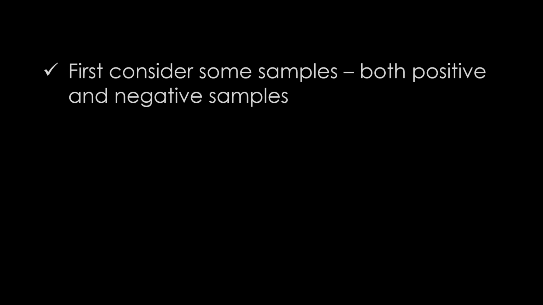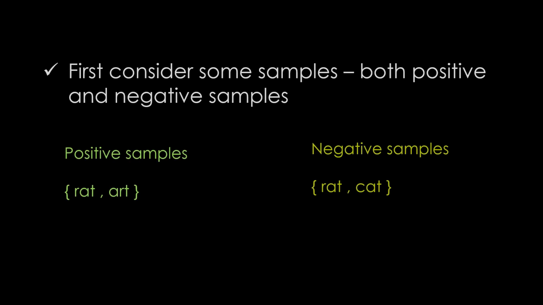Well, let us tell you how to undertake such coding tasks. First, it is very important to consider a few samples of both types. For example, if two words are art and rat, then our algorithm must print yes, because they use the same letters A, R, and T. Similarly, if two words given are rat and cat, then our algorithm must print a no.